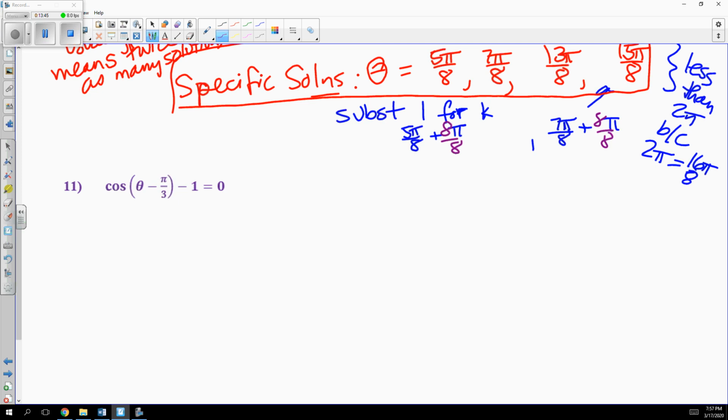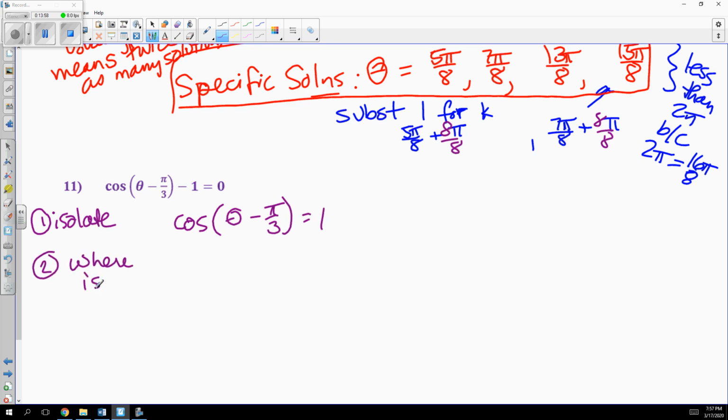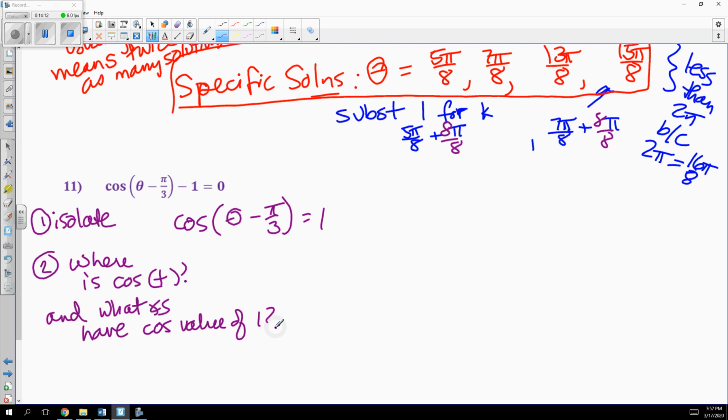So we're going to isolate first. Remember, step 1 is isolate. So we're going to get cosine of theta minus pi over 3 equals 1. Step 2, where is cosine positive, and what angles have cosine value of 1? All right, so remember that cosine is positive in quadrant 1 and quadrant 4.